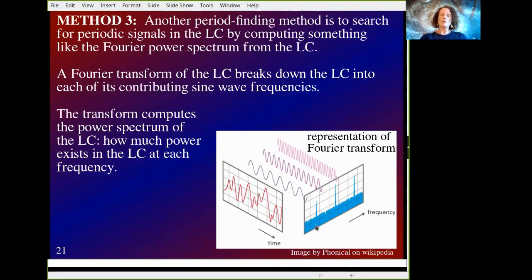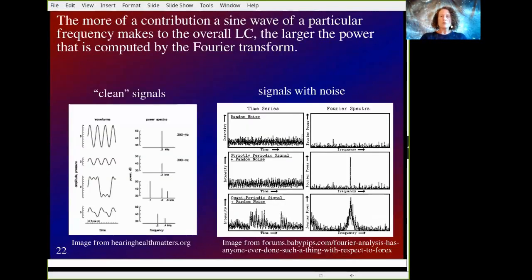The Fourier transform makes a plot like is shown here in blue, where the x-axis is frequency and the y-axis is how much power exists at each of those frequencies. In this case, since there are three main frequencies in this light curve, there are three spikes, three peaks, maxima in the Fourier transform power spectrum. That would indicate to us that these are the dominant frequencies within the light curve. So we can use this method to find what frequencies have power within the light curves we're looking at. The more contribution a sine wave of a particular frequency makes to the overall light curve, the larger the power that is computed by the Fourier transform.